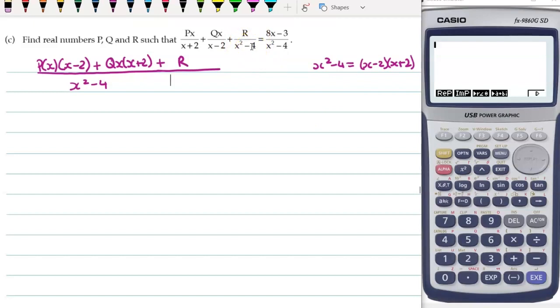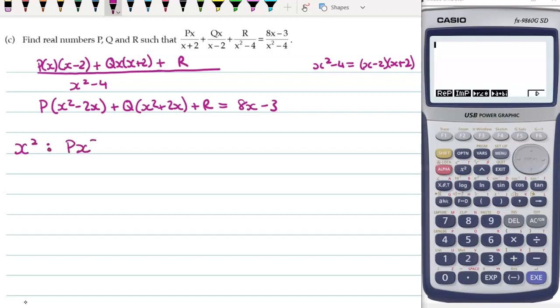Okay, now multiplying that through, we will have p times x squared minus 2x plus q x squared plus 2x plus r is equal to 8x minus 3. So now looking at the x squared terms, we have a p x squared plus a q x squared, and we have nothing on the right hand side, so 0 x squared. So p plus q has to equal 0.